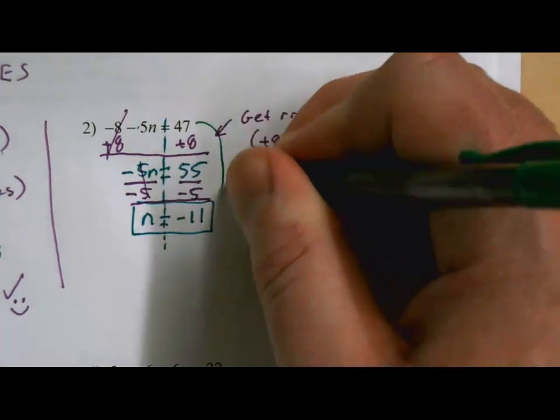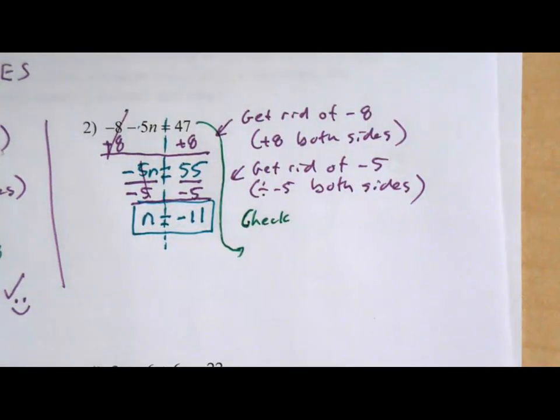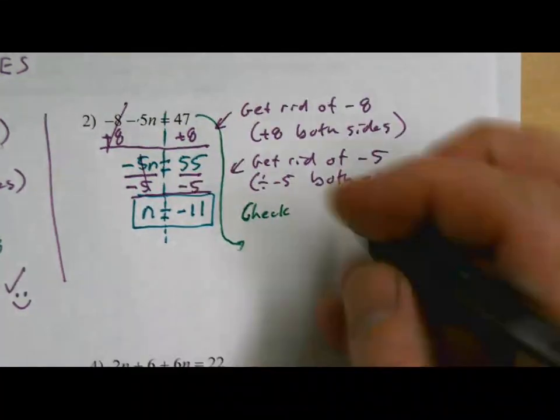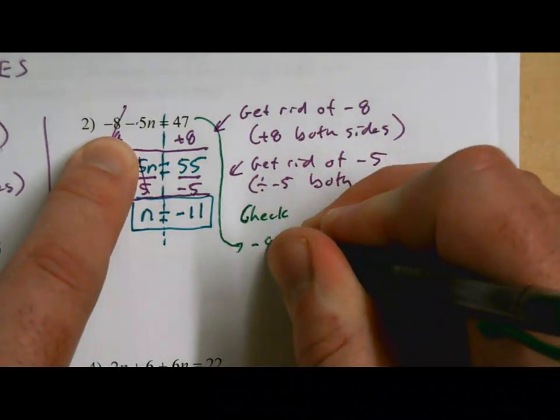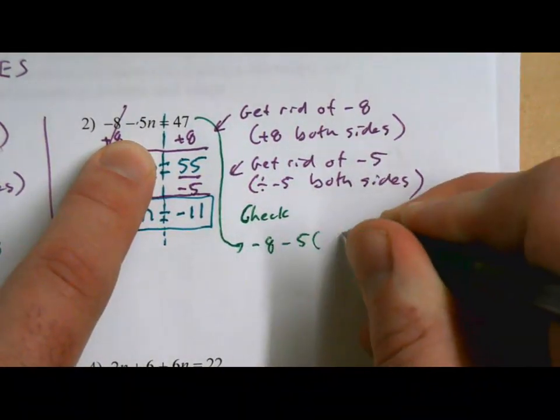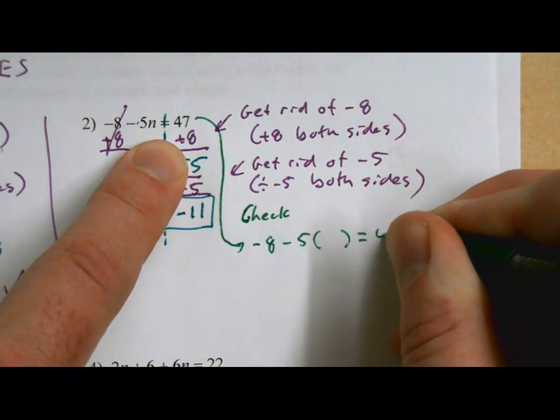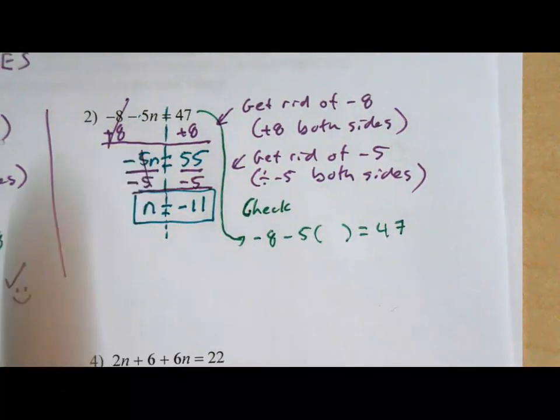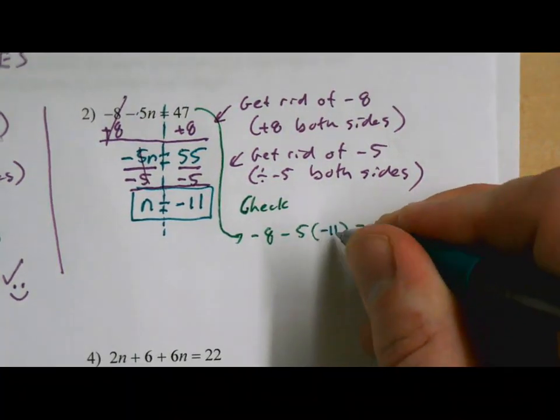So I'm going to go back to my original equation, and I'm going to rewrite it just leaving out the n. Original equation was -8 minus 5n, left that n out, equals 47. In place of n, I'm going to put -11 because that's what I think n is.